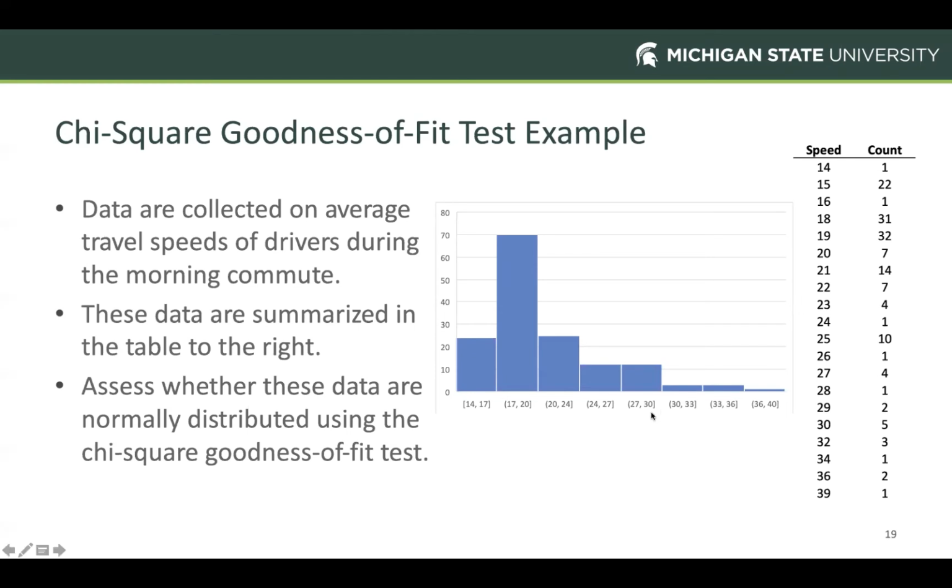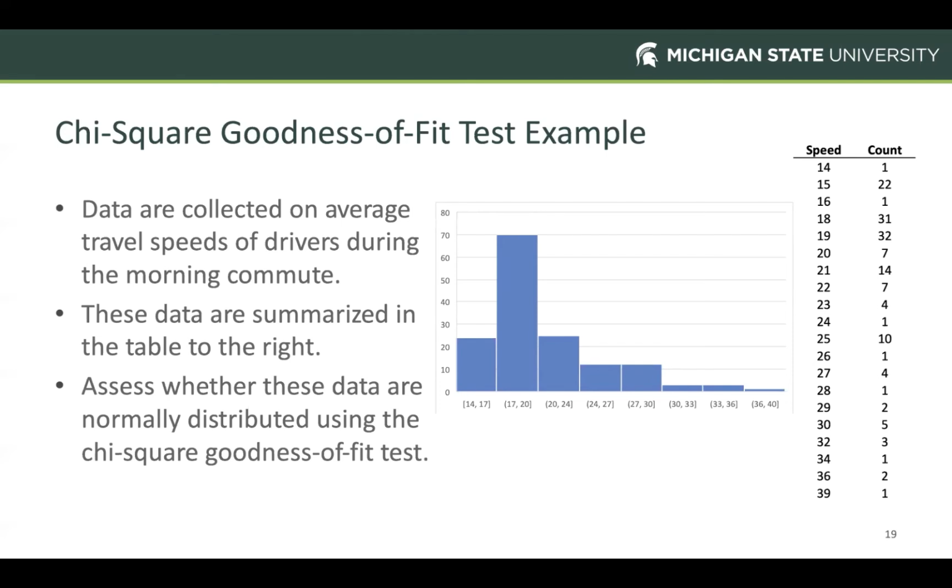Again, the way this test works essentially is we're constructing bins in a similar nature to what we see right here. And we'd like to develop these bins based upon the properties of the distribution we're interested in, in this case, the normal distribution.